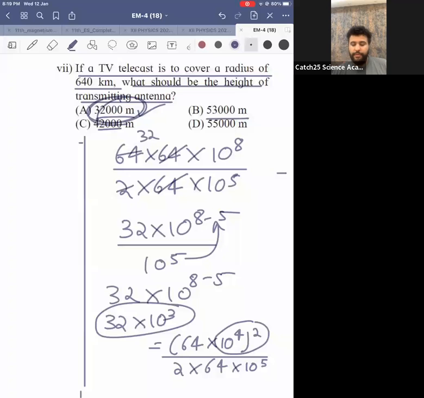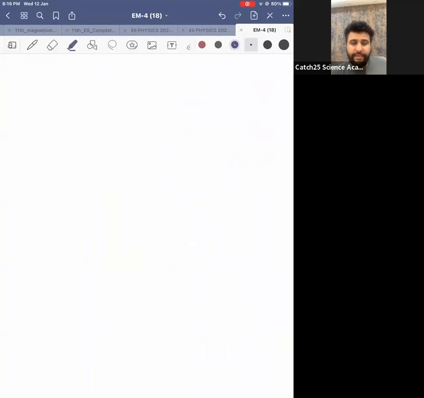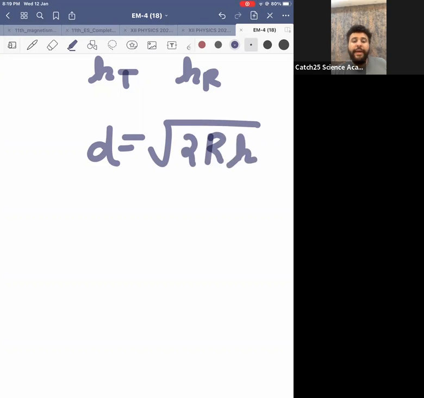Now, what if 2 heights are given? For example, here, height of the transmitting antenna is also given, height of the receiving antenna is also given. You know the formula for distance is square root of 2RH, correct? This is the formula for distance. But in a question, if 2 heights are given, then my formula will become, this will be your next formula.